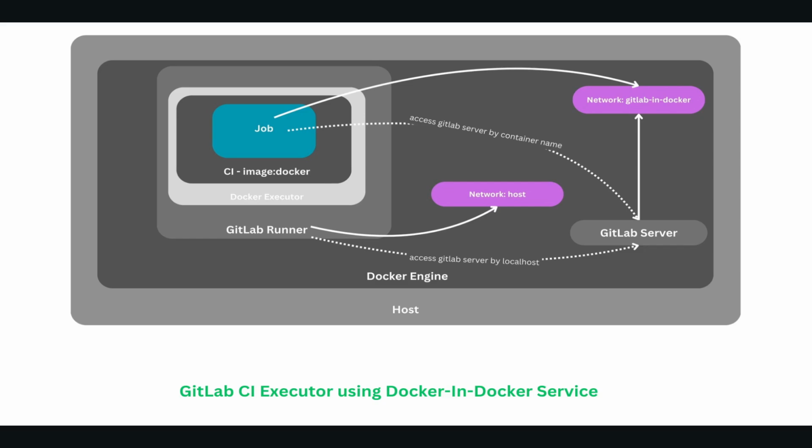If you want to attach all the containers to the same network, you can do that. Then when you are registering a new GitLab runner and there is that URL called localhost, you need to update that to the GitLab server name.